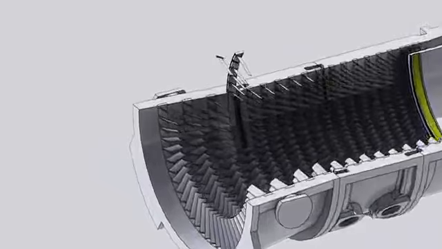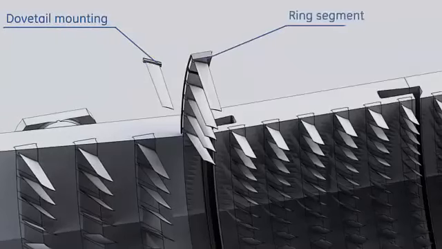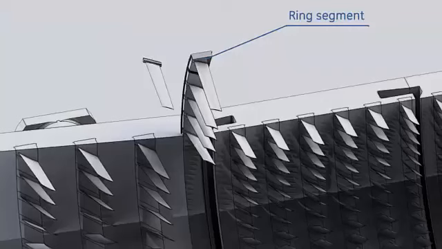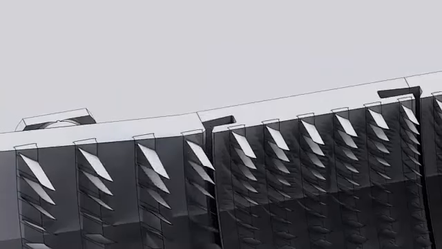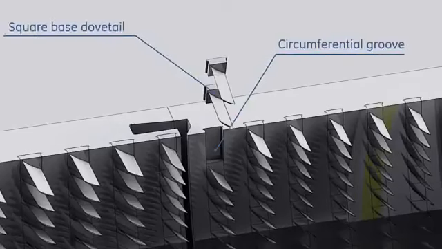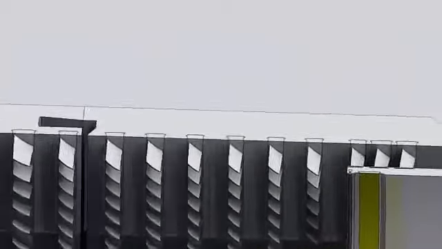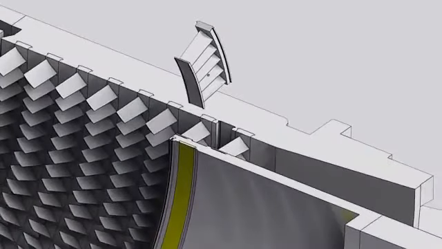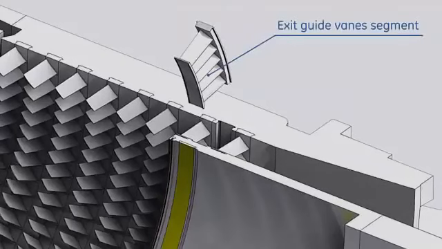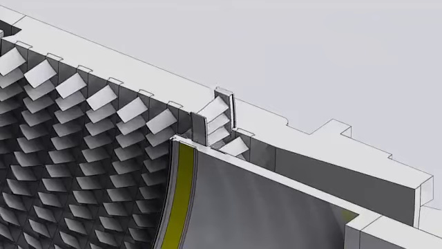The stationary vanes of the compressor are also airfoil shaped. The blades of the first 8 stages are mounted by dovetail arrangement to ring segments. These ring segments are inserted into circumferential grooves on the casing. The blades of the last 9 stages have a square base dovetail and are inserted directly into the circumferential grooves on the casing. 2 rows of exit guide vanes are located at the end of the compressor. These stationary vanes help in reducing the rotation of the airflow and increasing the pressure.